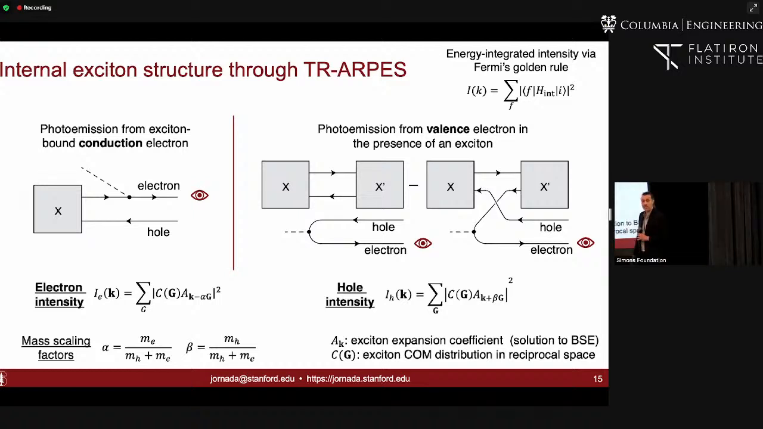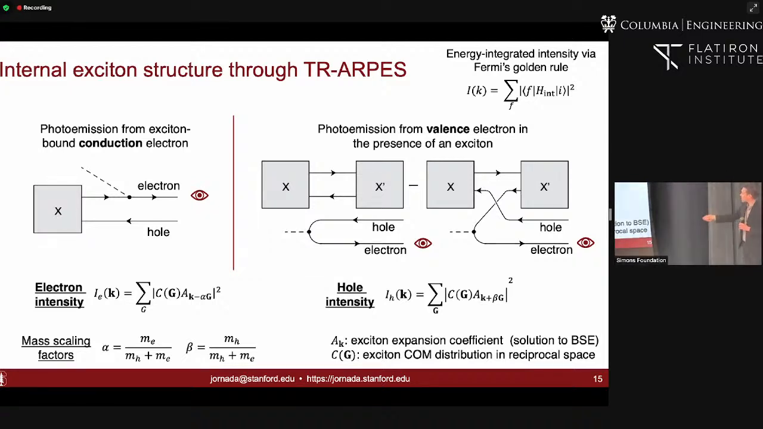But there is an important difference. When you do this convolution, it turns out that those Moiré reciprocal lattice vectors G are rescaled by this alpha and beta, which are precisely those mass rescaling factors that I mentioned before. So the point here is that if there are ways to measure the electron-hole distribution in such an ARPES experiment, you can understand quite a lot of unique physics of those excitons.